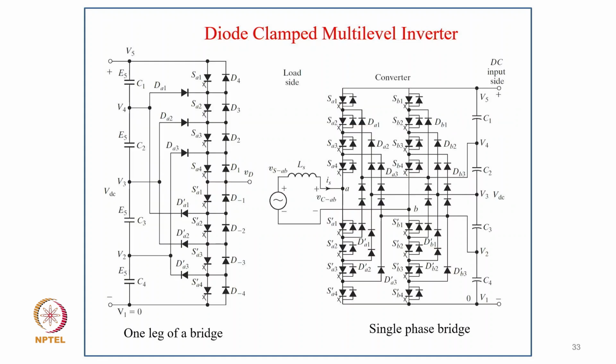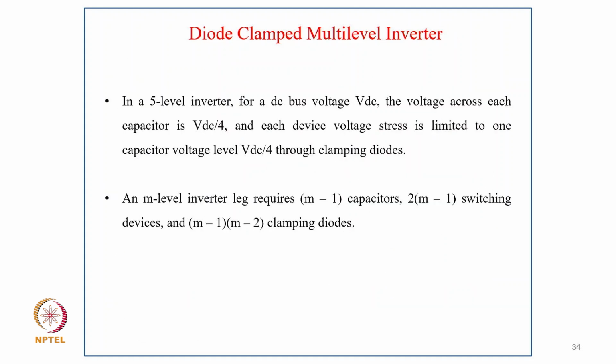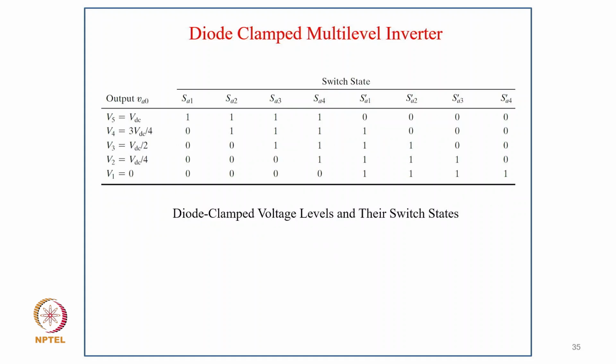So this is typically one leg of the bridge of the diode clamp inverter, and on the right side is a single phase with typically 2 legs of this multi-level converter. In a 5-level inverter, for a DC voltage VDC, the voltage across each capacitor is VDC by 4, and each device voltage stress is limited to one capacitor voltage level, VDC by 4, through the clamping diodes. An M-level inverter leg requires M-1 capacitors, 2(M-1) switching devices, and (M-1)(M-2) clamping diodes.